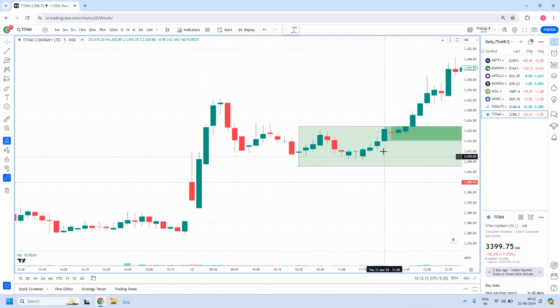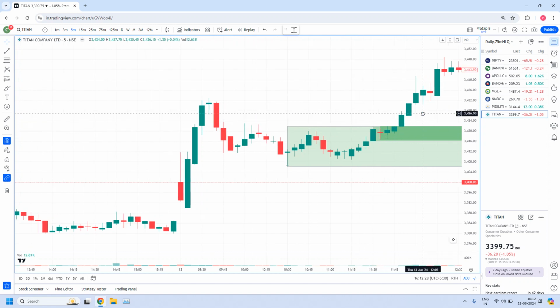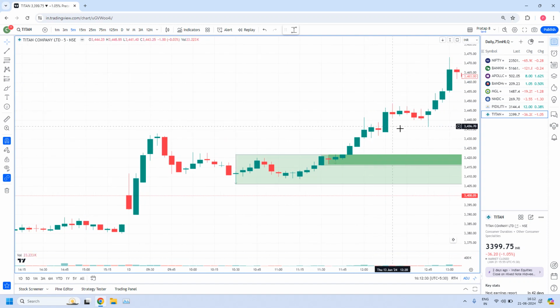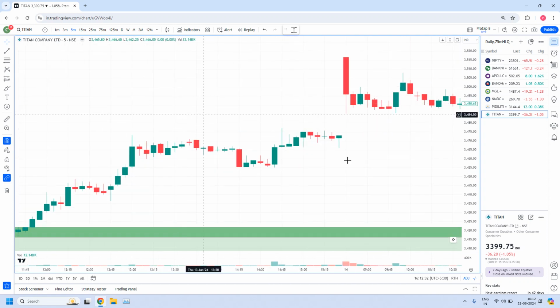Look into this 5 minute zone. We have a rally, we have 3 base candles and again a rally candle. So this is the 15 minutes area. So we have an excellent fine-tuned zone. Then how can we say this zone will be violated? See the price action after this.